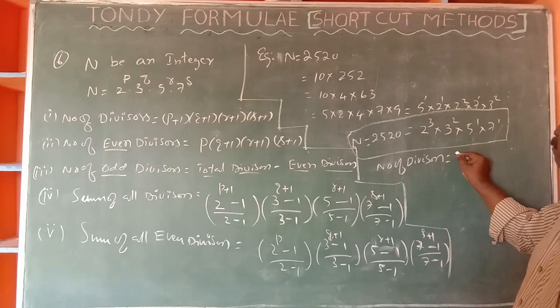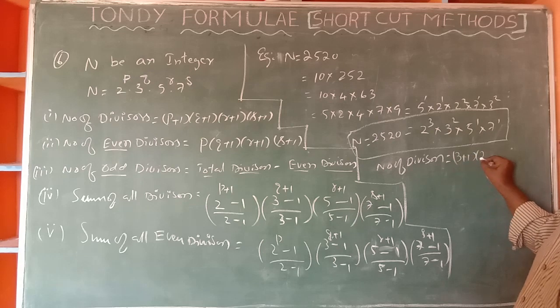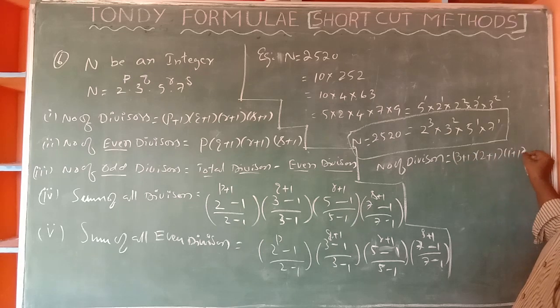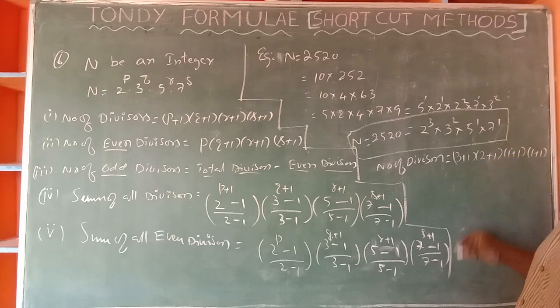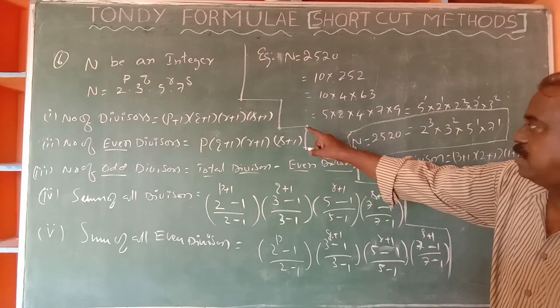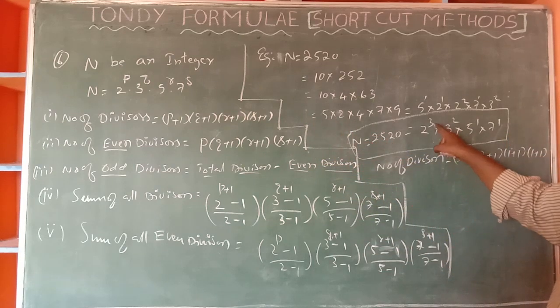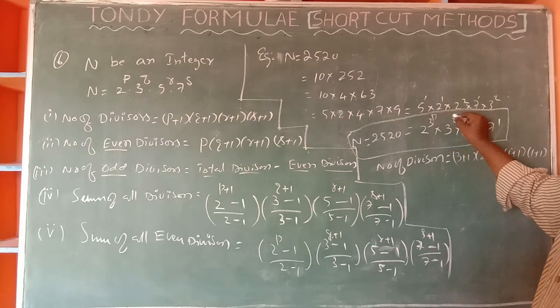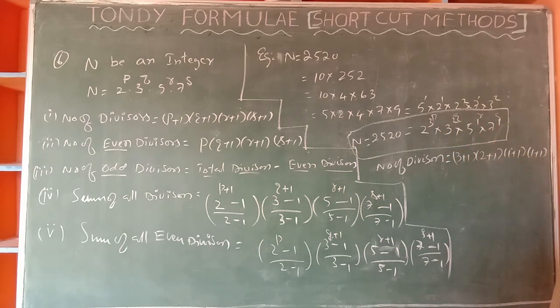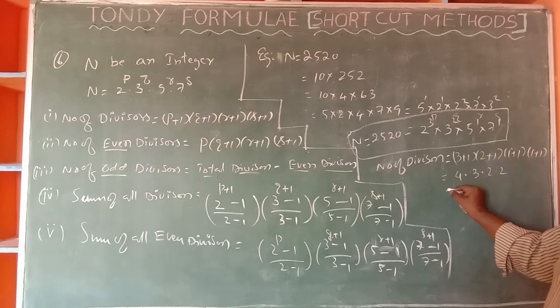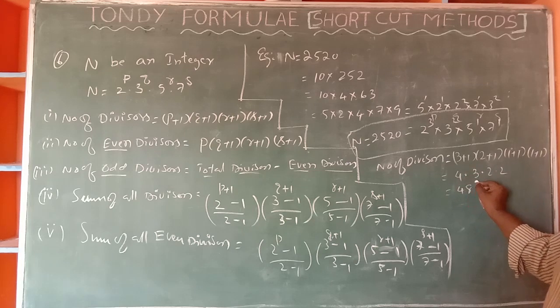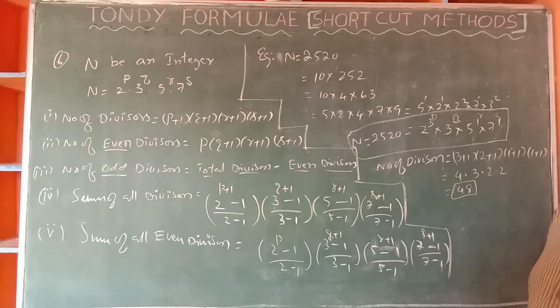We know the formula: p plus 1, that is 3 plus 1, 2 plus 1, 1 plus 1, again 1 plus 1. I'm not writing this formula again. Once again, follow that one: number of divisors, p plus 1, this is p, this is q, r. So 3 plus 1, 2 plus 1, 1 plus 1, 1 plus 1. This is 4 into 3 into 2 into 2. How much? 12 4s are 48. So 48 different types of divisors are there.